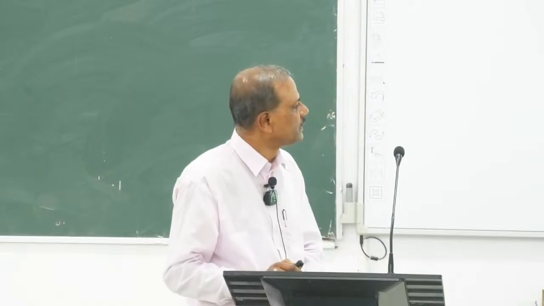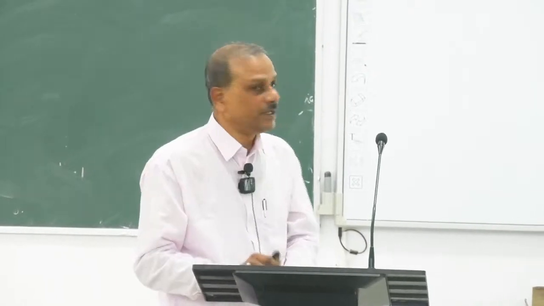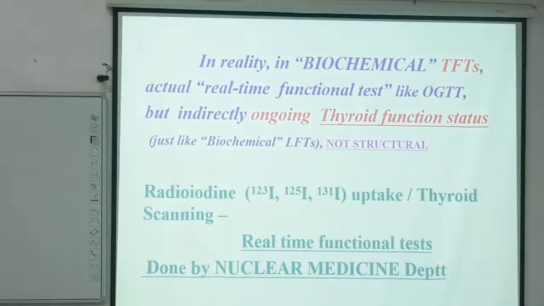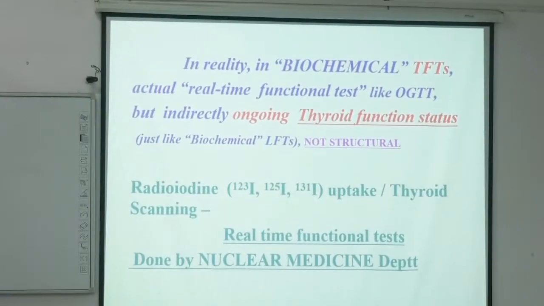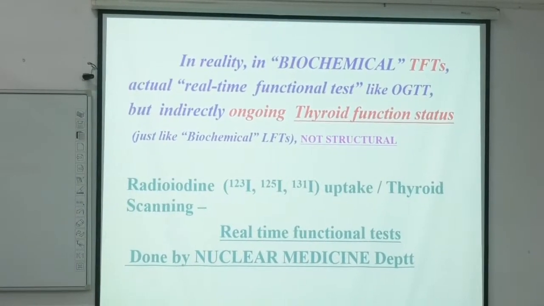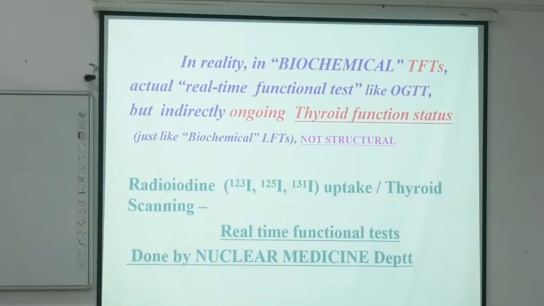So to assess thyroid function, a thyroid function test will be done. Next. In reality, among biochemical tests, the real functional test is the oral glucose tolerance test, a real-time functional test. You administer glucose, and periodically, after half an hour, 1 hour, 1.5 hours, you take blood and measure the level. That is a real-time test. In contrast, the thyroid function test is not a real-time test, but it indicates the ongoing thyroid status of an individual.